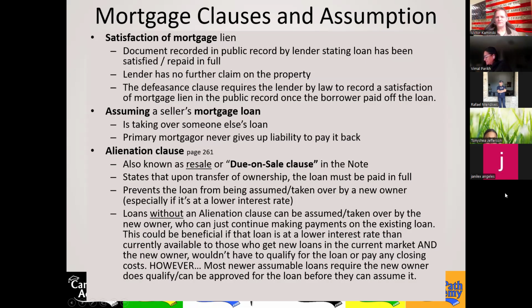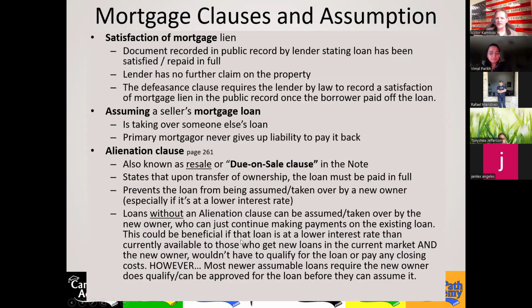And the purpose is to prevent someone else from assuming your loan, especially if it's at a lower interest rate. If it was at a higher interest rate, I bet they wouldn't give a crap. Interest rate, whoa, you're taking money out of their pockets. So loans without an alienation clause can be taken over, assumed by the owner, who could just continue making the payments on the existing loan.